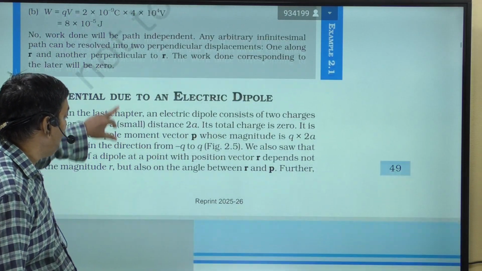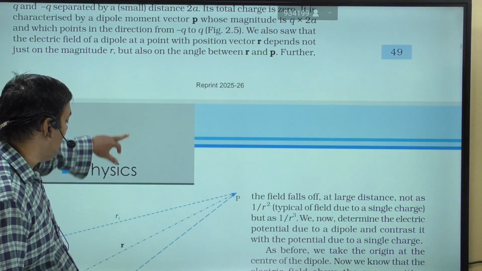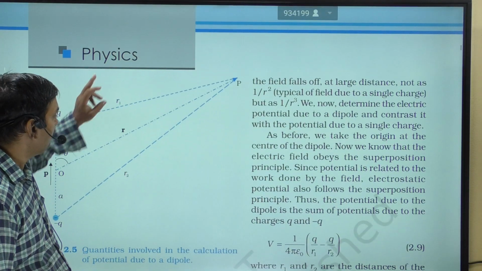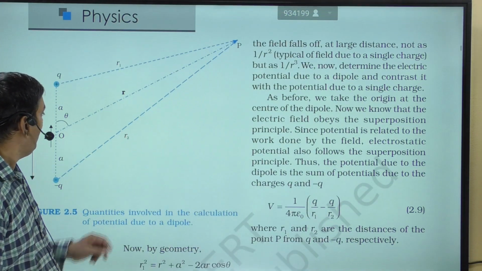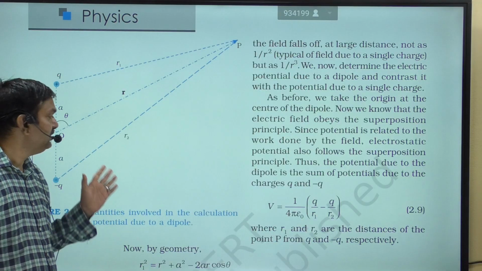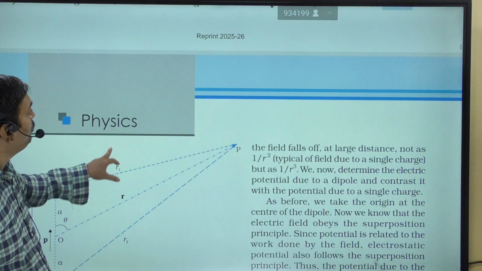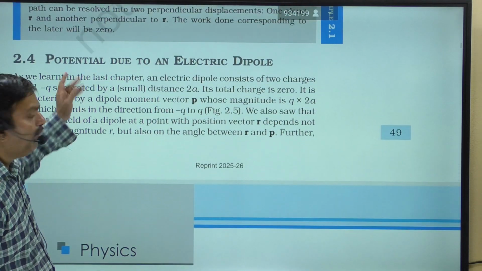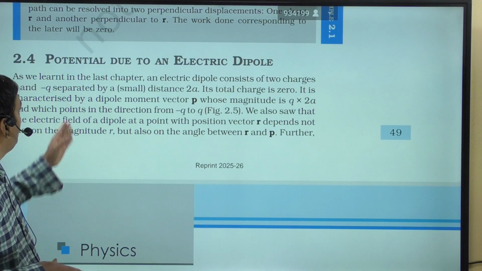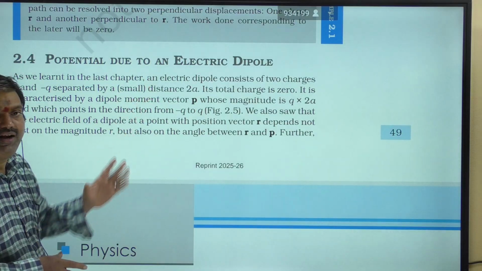Now, very importantly, we talk about a dipole. Students, this is very, very important. Electric potential at a point due to a dipole. Now, what is the second expression? Potential due to an electric dipole.